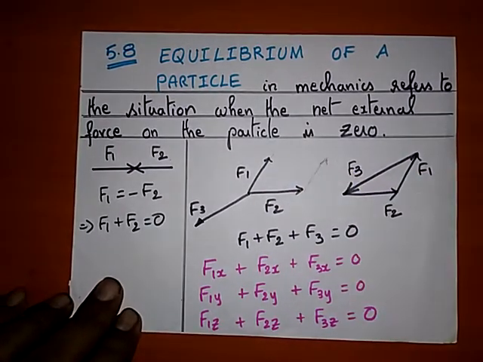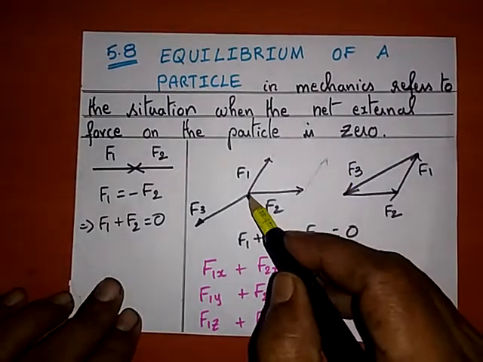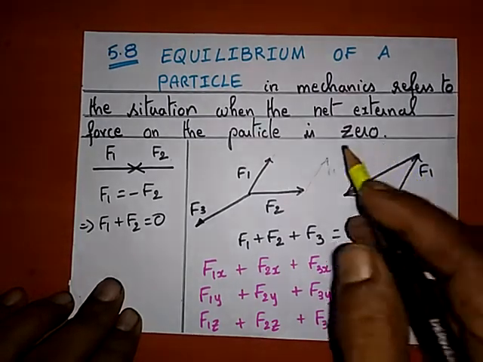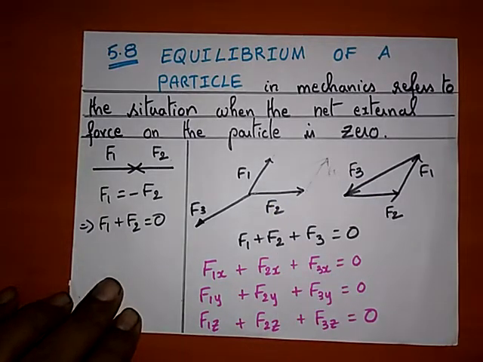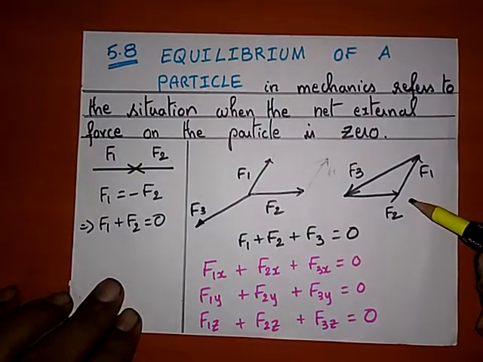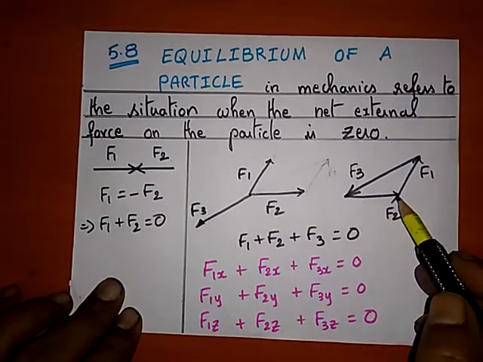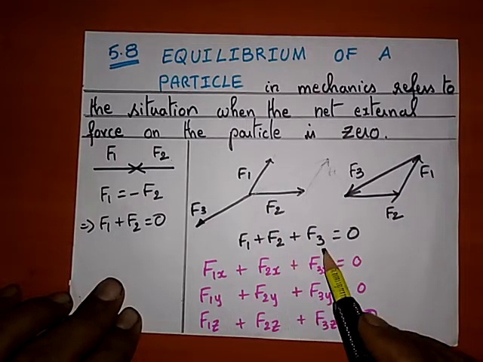This is nothing but a vector addition. And the tail end of F3 is connected from here. This is F1, and from here you are connecting F3. Okay, that's what is drawn here. F2 is in this direction, F1 is in this direction, and F3 is in this direction. So if you see F2, F1, F3, finally it reaches the same point. That is F1 plus F2 plus F3 equals 0.